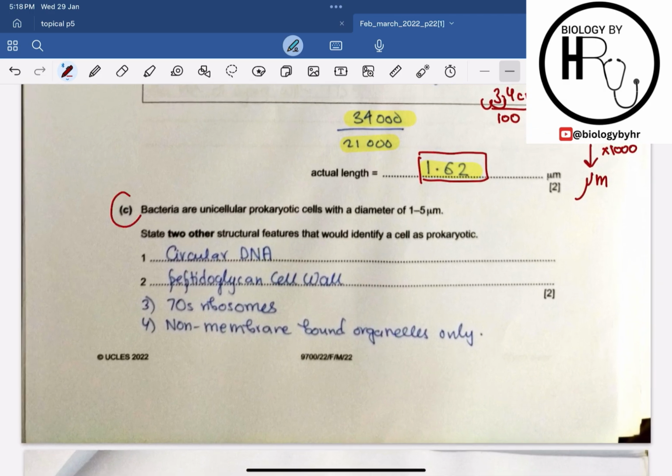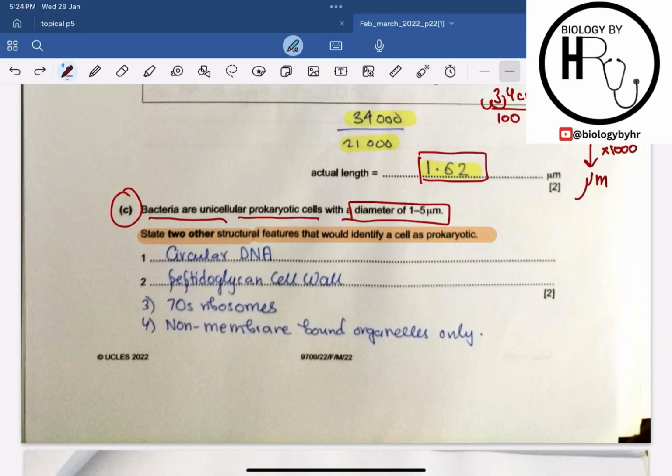Now let's look at part C. It says that the bacteria are unicellular prokaryotic cells with a diameter of 1.5 micrometers. Now in the next part, they are saying state two other structural features that would identify the cell as a prokaryotic cell. So it would be a circular DNA. We know that circular DNA such as the plasmids are the identification of the prokaryotic cell. They are found in the prokaryotic cell.